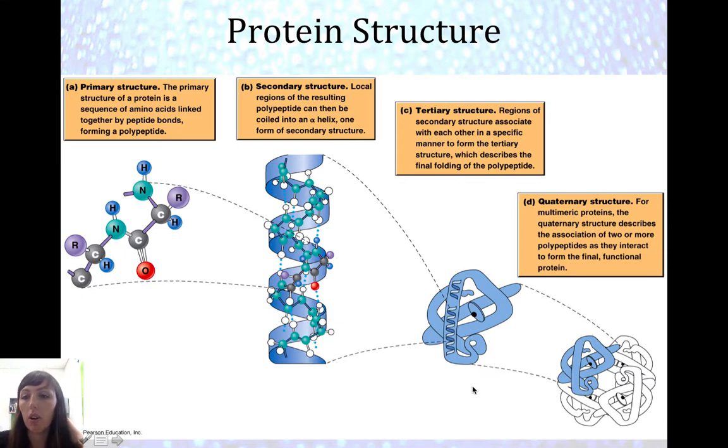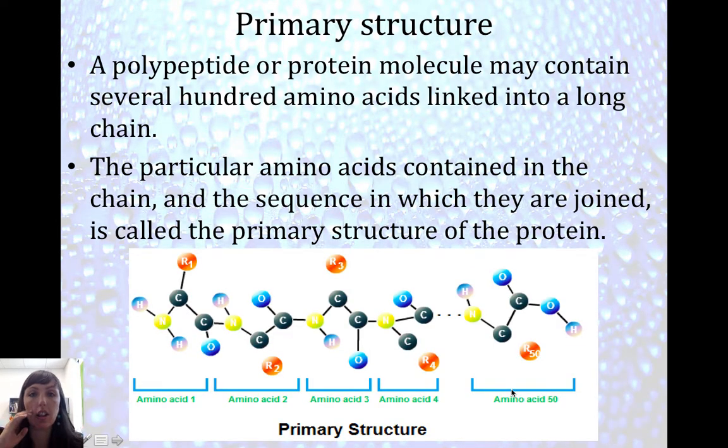And then lastly, you have the quaternary structure. For multimeric proteins, the quaternary structure describes the association of 2 or more polypeptides as they interact to form the final functional protein. So you have a tertiary structure, and here you can see there are 4 tertiary structures that are combined into one final quaternary structure. Okay, so let's dive into those a little bit.